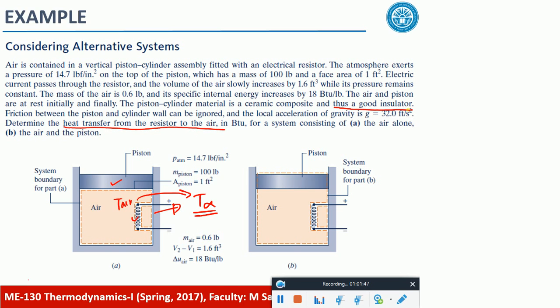Now the point is, it is not an adiabatic process. Why? Because we are going to determine heat transfer. Do you understand that? So I'm sorry for that. I might have used adiabatic for this thing. Oh, I'm sorry for that.